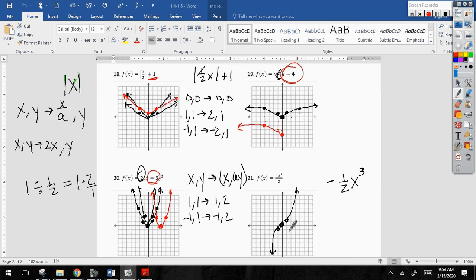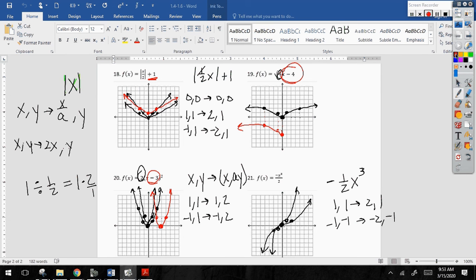Actually, let's do the transformation first, because I did tell you to do that. Let's do the horizontal transformation of 1/2. Again, this looks almost exactly like number 18. So every x is going to be doubled. So 1, 1 is going to become 2, 1, and -1, -1 is going to become -2, -1. So here and here. So it's a horizontal stretch, it's getting wider.